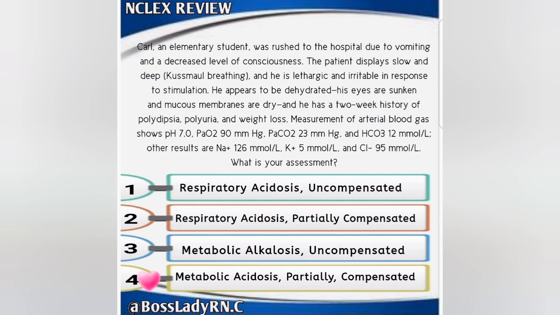Now, we say it's partially compensated because none of the three elements are within their normal value ranges, as explained earlier. That is how we got our answer. Hope it's getting more understandable.